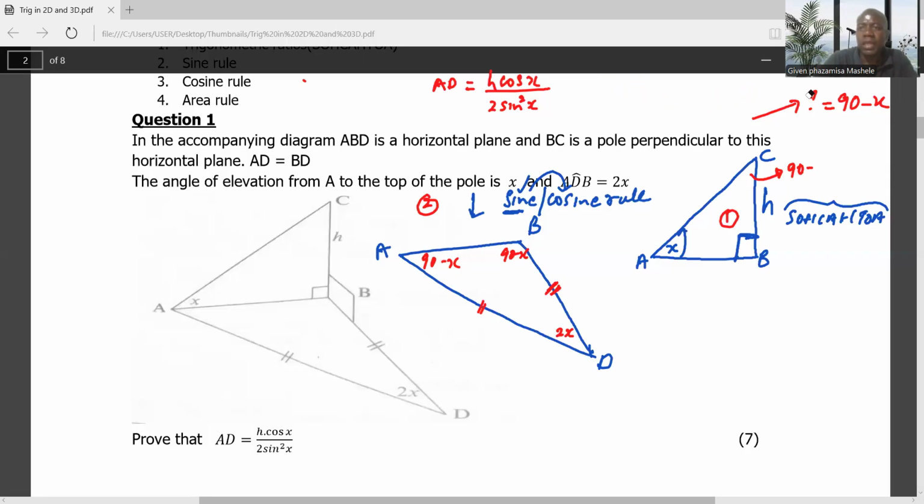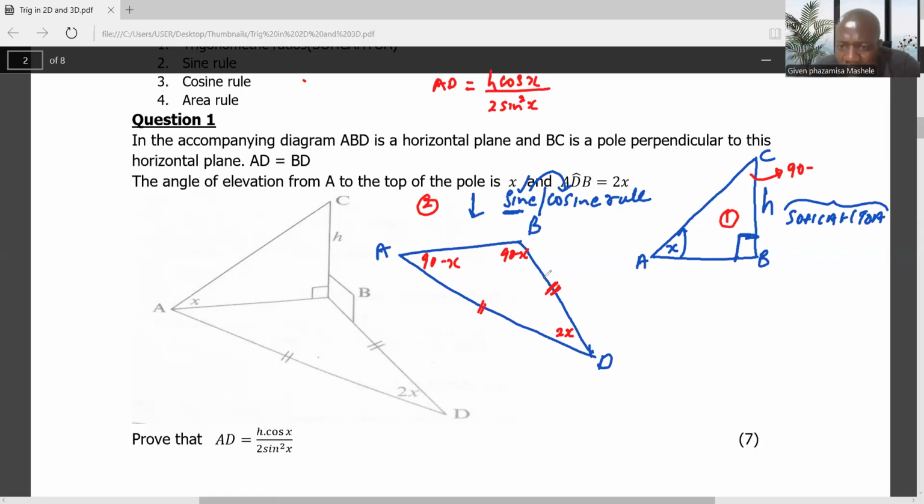In most of the triangles, you need to check for a side that is common. A side that is common in the two triangles is one of the most important ones because we'll use it to move from one triangle to another. Let's look at these two triangles. Do we have a side that is common in two triangles?